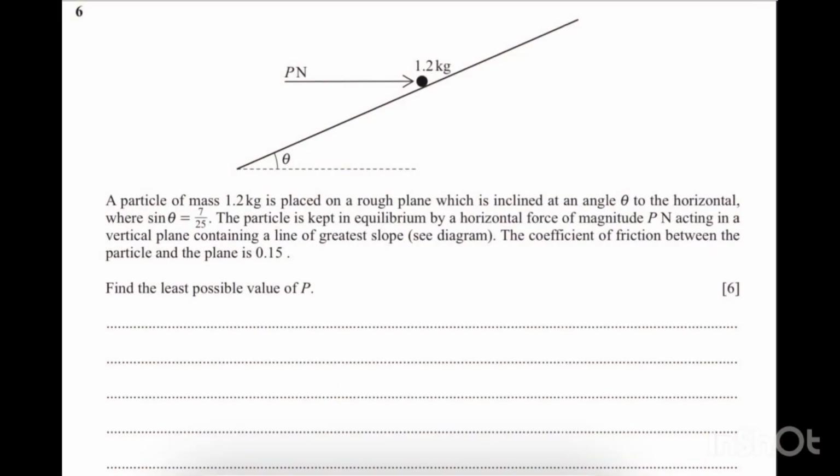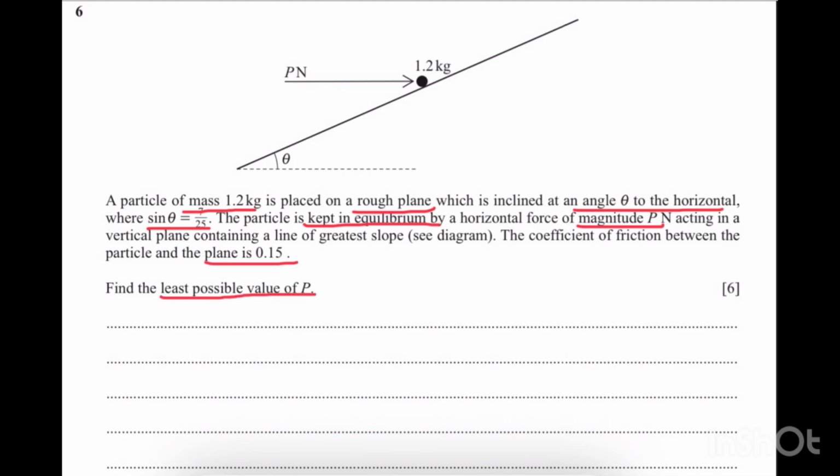A particle of mass 1.2 kg is placed on a rough plane which is inclined at an angle theta to the horizontal, where sine theta is equal to 7 over 25. The particle is kept in equilibrium by a horizontal force of P newtons acting in a vertical plane containing a line of greatest slope. The coefficient of friction between the particle and the plane is 0.15. Find the least possible value of P.